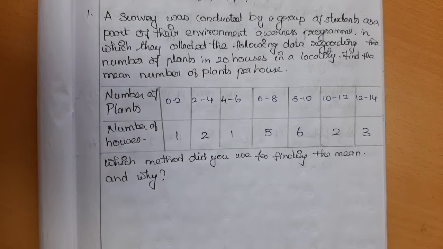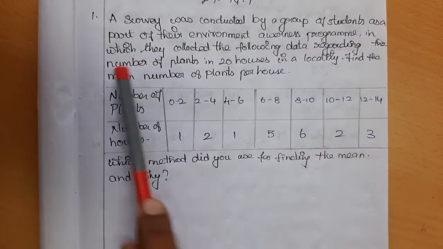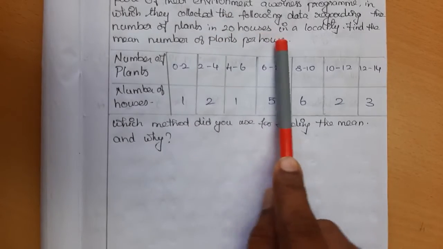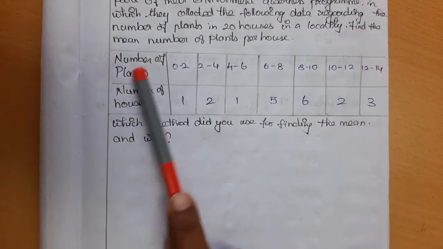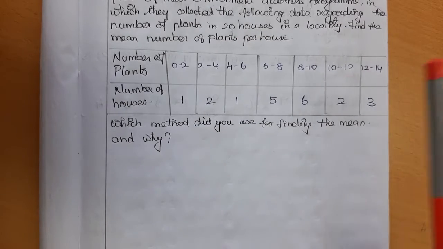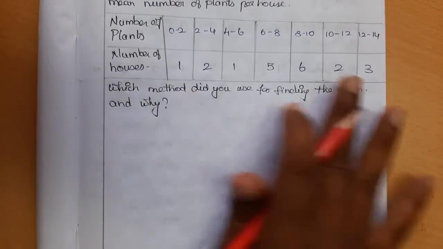A survey was conducted by a group of students as a part of the environment awareness program, in which they collected the following data regarding the number of plants in 20 houses in a locality. Find the mean number of plants per house. So they collected data from 20 houses. We have to find the mean number of plants. Different houses will have different numbers of plants, right?